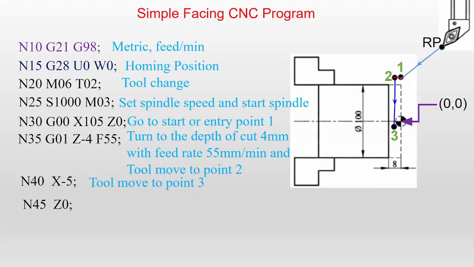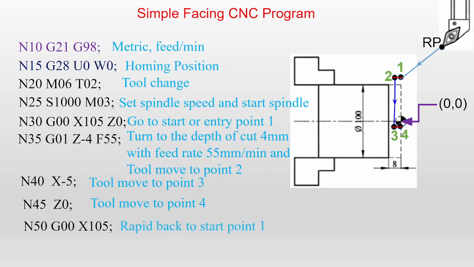Then it will move to 0, that is point 4. Tool moves to point 4. Then the tool again will move to point 1, that is G00, X105, because in this movement no cutting takes place. So we are assigning the rapid movement G00, the rapid back to the starting point 1.